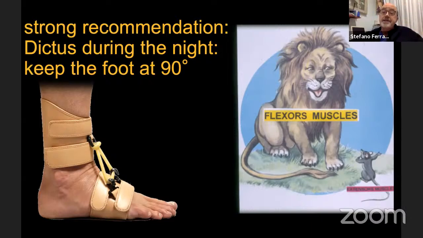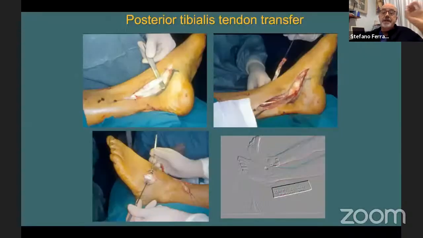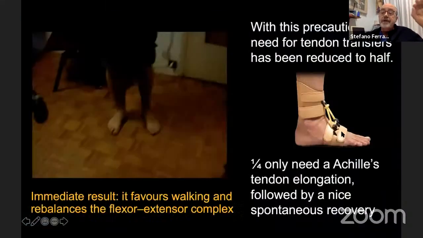In the last 3 years, I use this artifice for hip injuries or lumbosacral trunk injuries with spontaneous recovery, and I have reduced by half the necessity of tendon transfer of the tibialis posterior. In about half of these cases, I don't do any transfer. It is just enough to do an elongation of the Achilles tendon. So this is a very important trick.